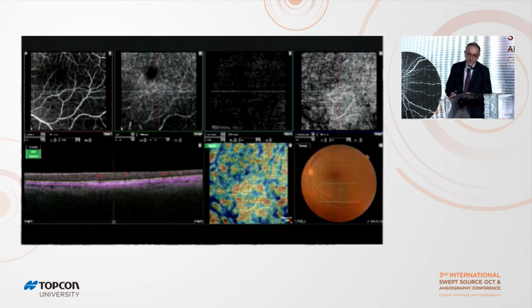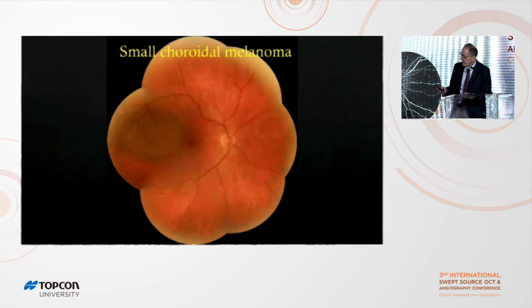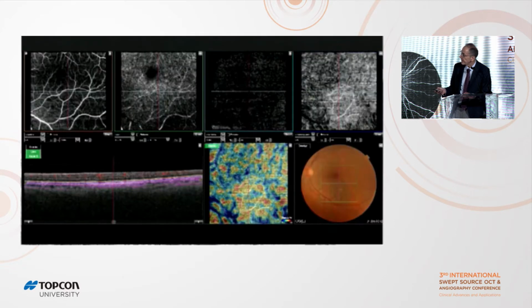And this is the OCTA image of the same patient. Again, we see no change in the superficial retina, deep retina and outer retina, and basically in the choriocapillaris layer, there is a hyperreflective change, a network this time.